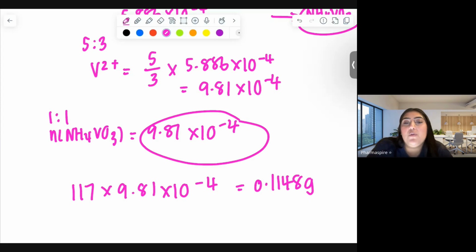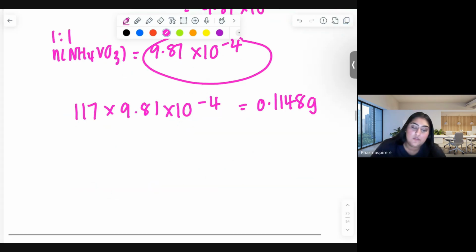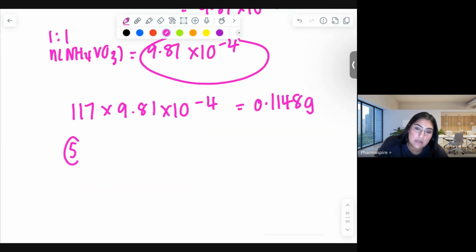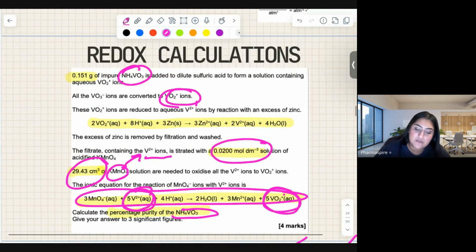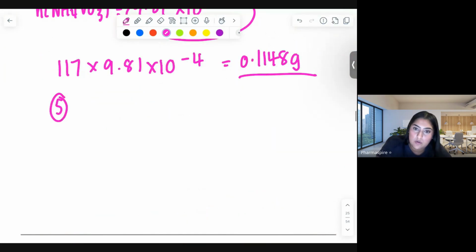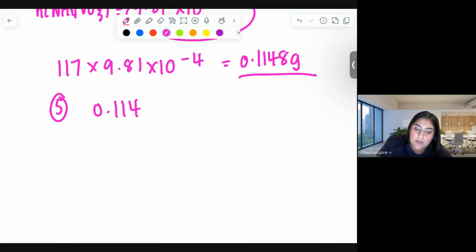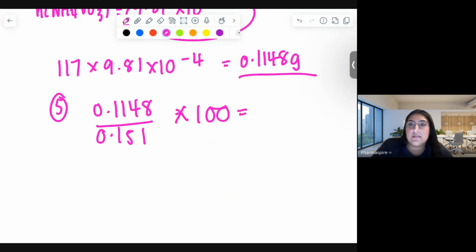Yeah, so it's 0.1148. Then you've done the maths, you just do the purity now. So we started off with 0.51 grams of impure, and this is what's pure. So you just do 0.1148 divided by 0.151, times that by 100, and then you get your percentage purity. So what's the answer, guys?